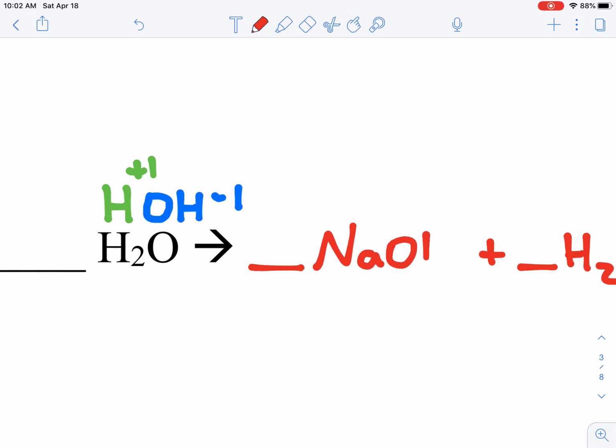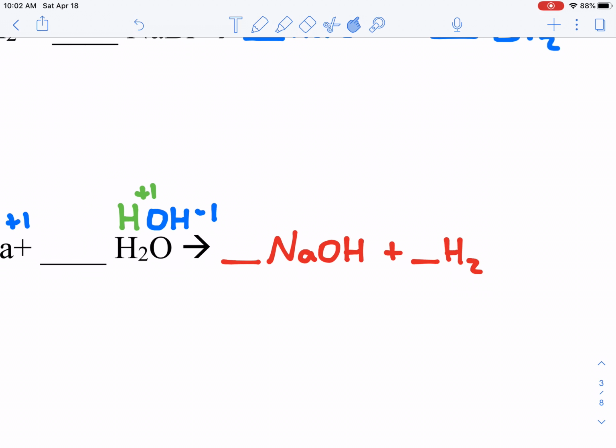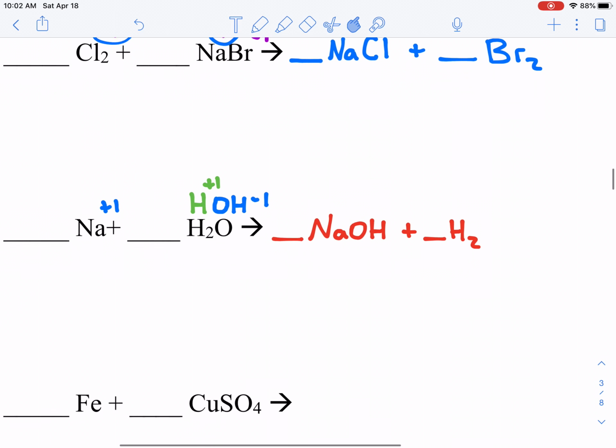And then H goes off by itself, but it gets a 2 because it's a diatomic. So really it's NaOH plus H2. So be careful when you split water. It splits into H and hydroxide, not H and O.